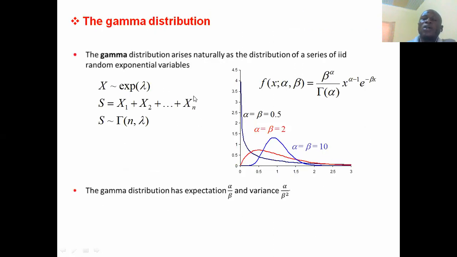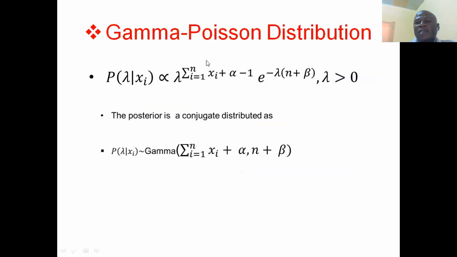Then if we go here, what that means is our lambda is going to be the summation of the xi, that is the data, plus alpha minus 1. So our alpha is now this part, the summation of the data plus alpha. And then our beta is now n plus beta. So our posterior distribution for lambda, given the data, is going to be a gamma distribution with alpha equal to the summation of xi plus alpha, and beta equal to n plus beta. This is the posterior for the gamma distribution. So you multiply a gamma prior by the Poisson distribution, and the end result, the posterior distribution, is going to be a gamma distribution.